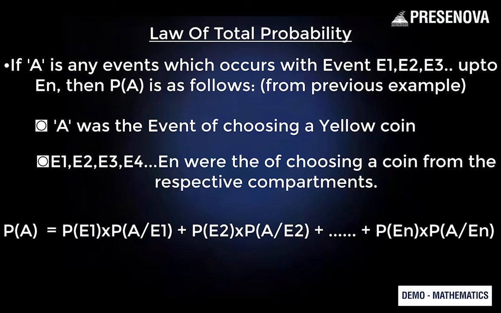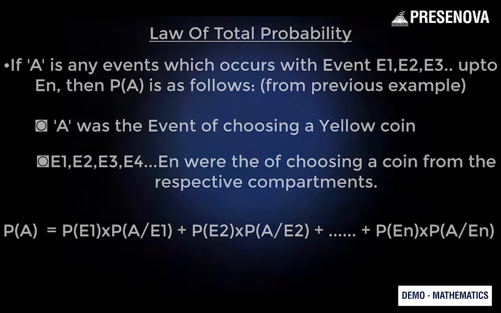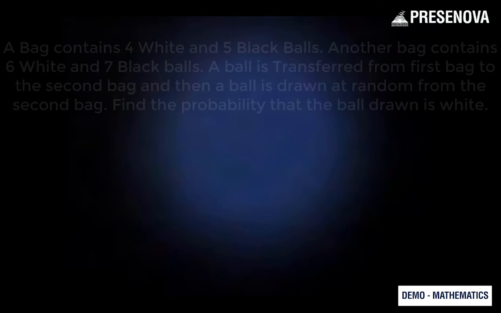Since there are n events here, the formula can be written as follows. P of A is equal to P of E1 into P of A given E1, plus P of E2 into P of A given E2, and so on until P of En into P of A given En. To understand the theorem better, let us solve another question.